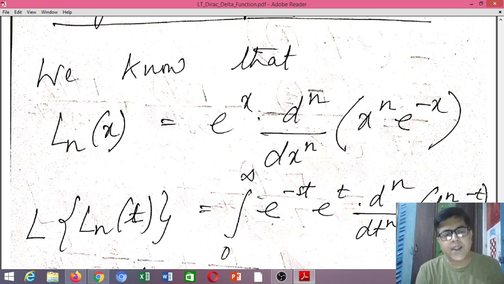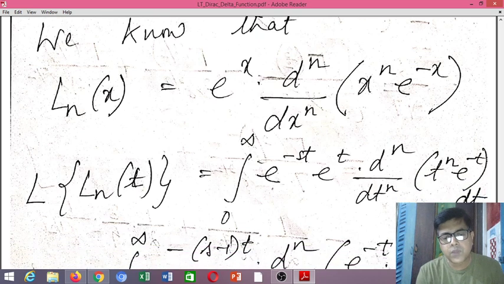Now I want to find out the Laplace transform of this Laguerre polynomial. So if I want to find that, I take Laplace transform on both sides, and as we take the Laplace transform from the definition, this will be integral 0 to infinity e to the power minus st into the function, that is e to the power t into the nth derivative with respect to t of t to the power n e to the power minus t dt. I just replace x by t because normally it's a time variable.